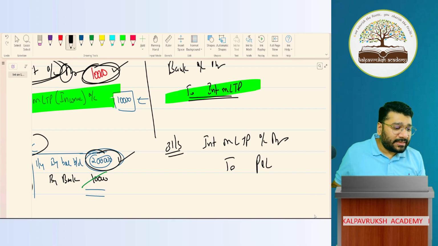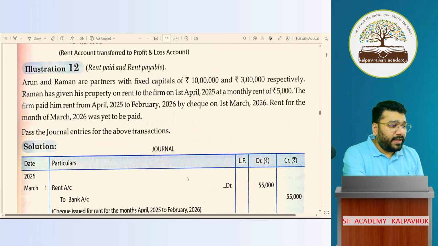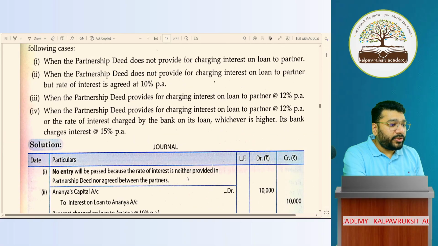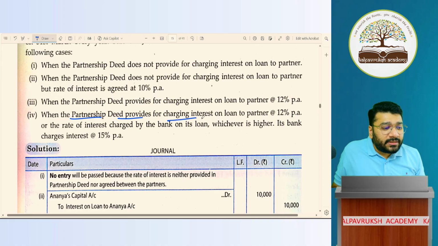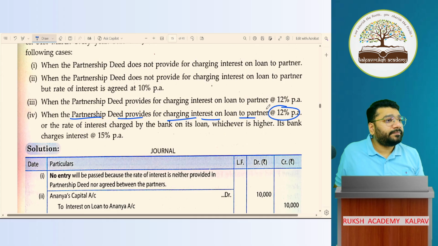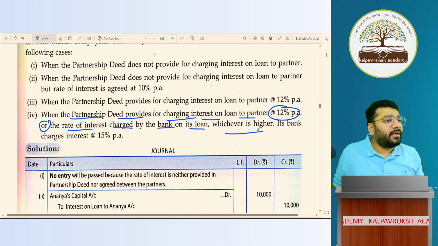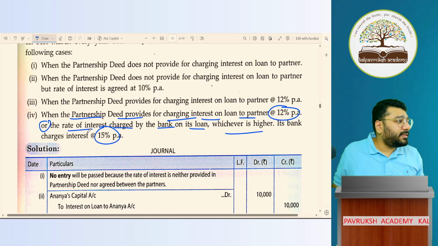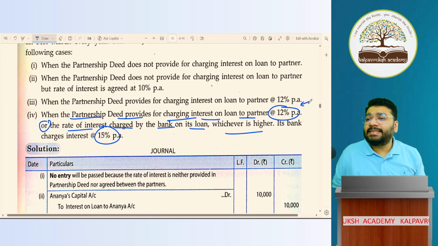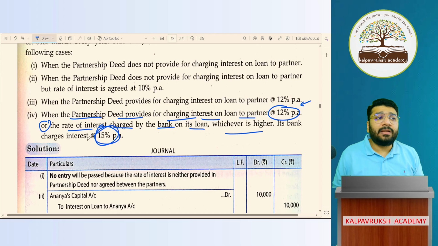Okay. One question was asked last class, after the class got over. You know, we did one question where the loan was 10 lakh. It was mentioned that the partnership deed provided interest on loan to partner at 12% or the rate of interest charged by the bank on the loan, whichever is higher. Higher is 15%. The question the student asked is, sir, when 12% is already agreed in the partnership deed, how can you charge 15%?